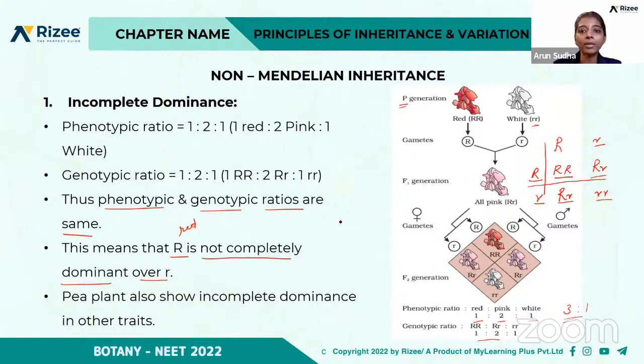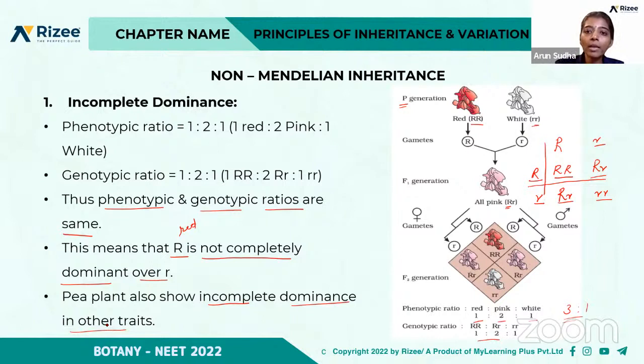So what do you mean by incomplete dominance? Only when it is present in the homozygous form does it show the red color, and when it is present in the heterozygous form, even though the uppercase letter R is present, it is not showing the red color. It is incompletely dominant and shows the pink color. That is, there occurs an interaction between the two alleles and it shows the pink color. The pea plant also shows incomplete dominance in some other traits.